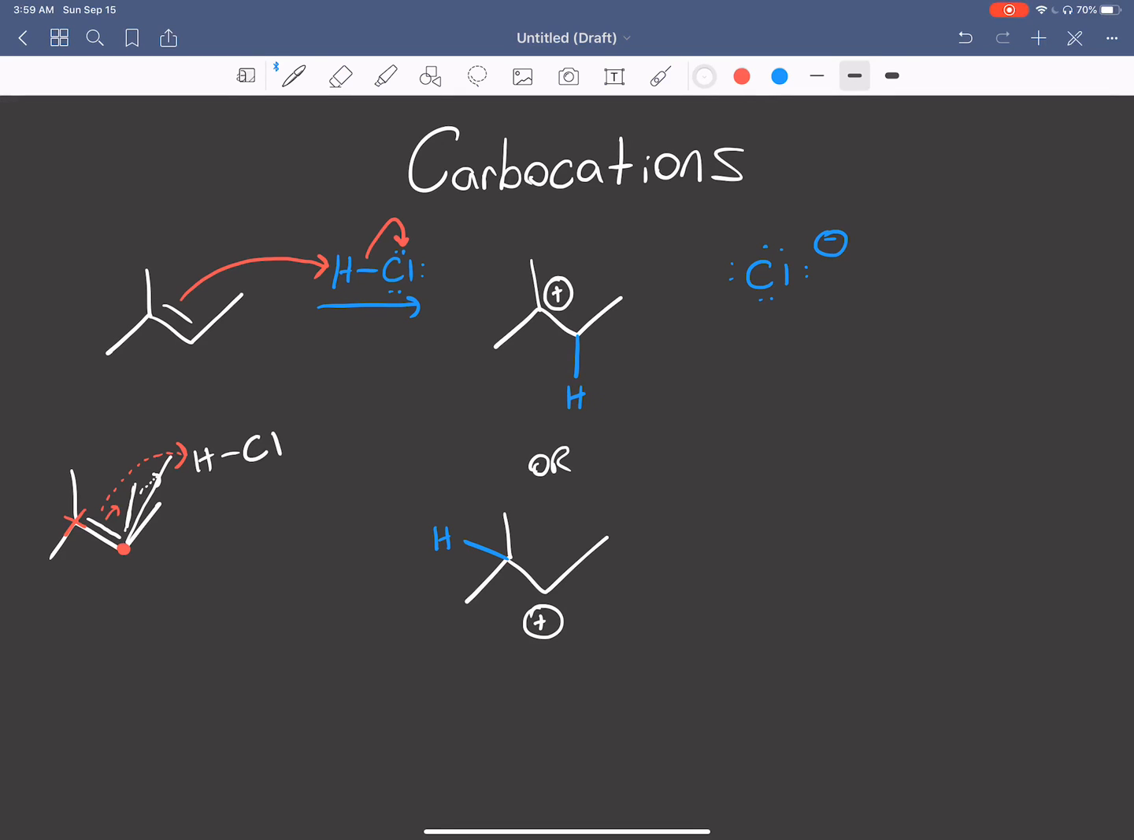The other carbon is going to be deficient now because it lost that double bond, and it's now going to have a positive charge. And so which one is going to form, right? The way that we have to talk about carbocations is in terms of the substitution of the carbon that they're on.